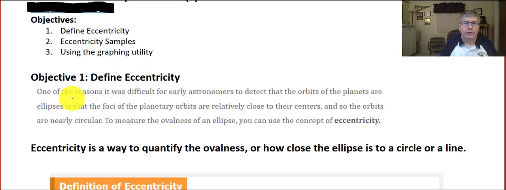One of the reasons it was difficult for early astronomers to detect that the orbits of the planets are ellipses is that the foci of the planetary orbits are relatively close to their centers, and so the orbits are nearly circular. To measure the ovalness of an ellipse, we can now use the concept of eccentricity. We'll have ellipses that are more oval or longer or taller as opposed to more circular.